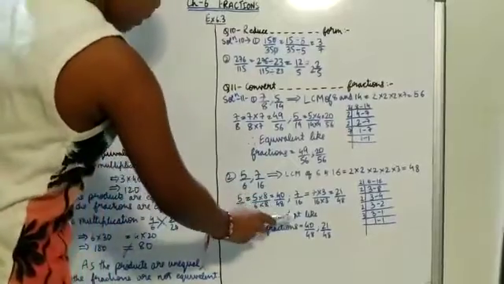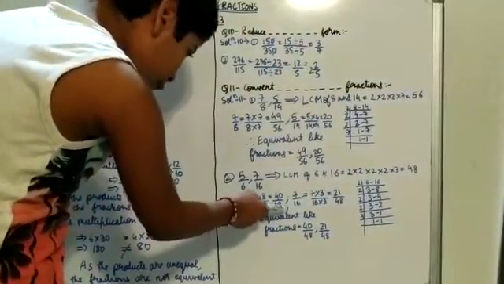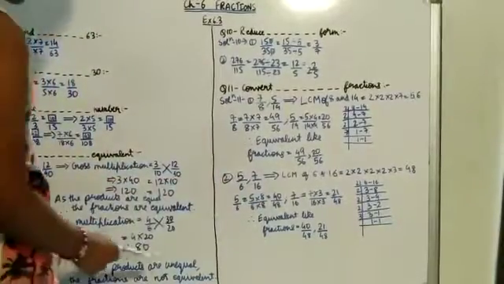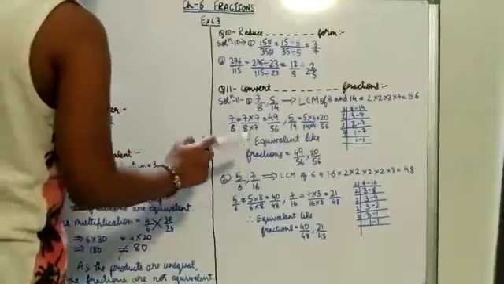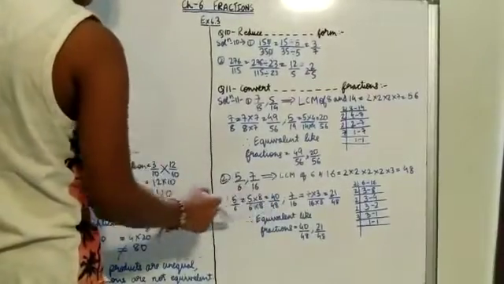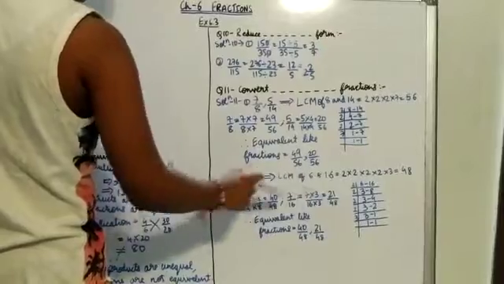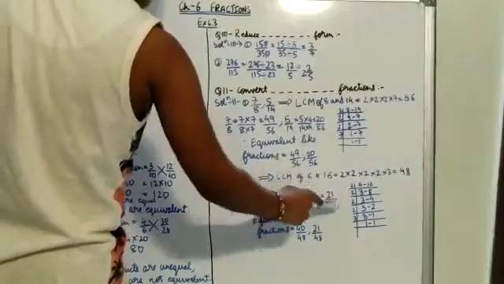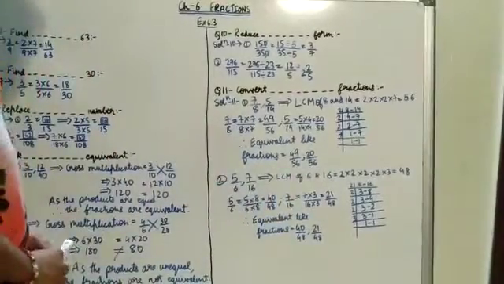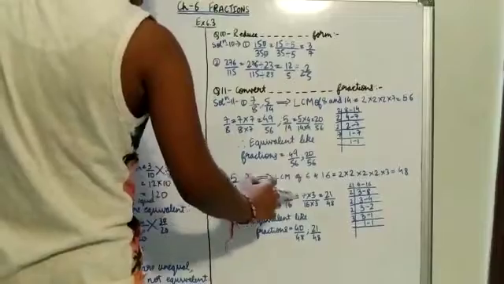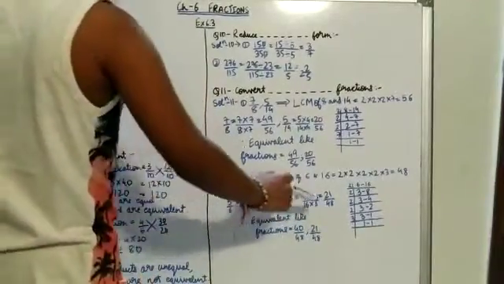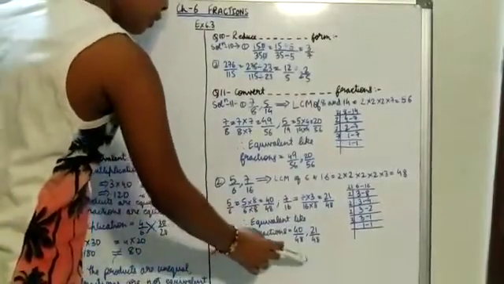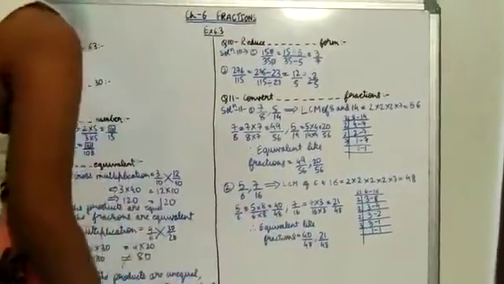As in the previous one, you simply divide 48 by 6. You will get 8. So 6 eights are 48 and 5 eights are 40. So 40 upon 48. Then 7 upon 16. Divide 48 by 16. You will get 3. Now 7 upon 16 into 3 upon 3 is 21 upon 48. So the equivalent like fractions are 40 upon 48 and 21 upon 48.